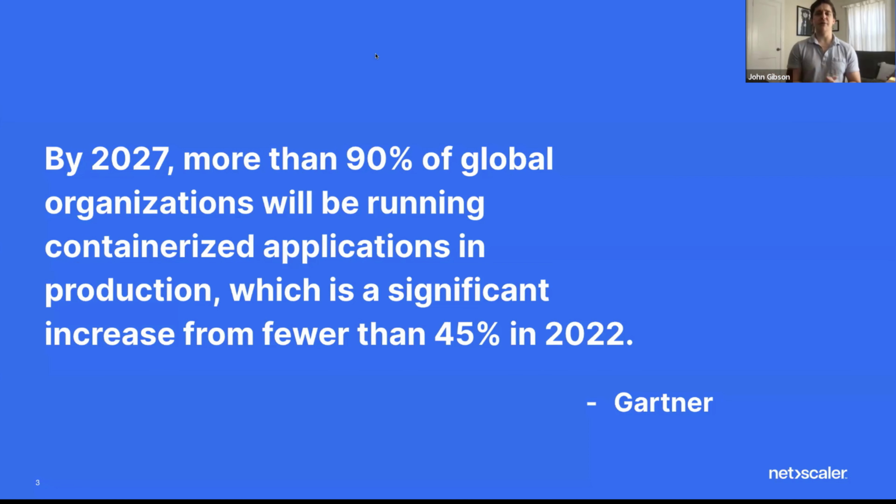So just to get you guys started off, we wanted to kick off with a quote by Gartner. By 2027, more than 90% of global organizations will be running containerized applications in production, which is a significant increase from fewer than 45% in 2022. We're really excited about this, especially here at Red Hat, because as you guys are going to see, OpenShift is our key solution into the containerized infrastructure environment. And we believe that this is the next iteration in modern infrastructure. And we have a wonderful partner like Citrix and NetScaler that we can bring along with us into this. So Cam, without further ado, if you want to talk a little bit around OpenShift from Red Hat.